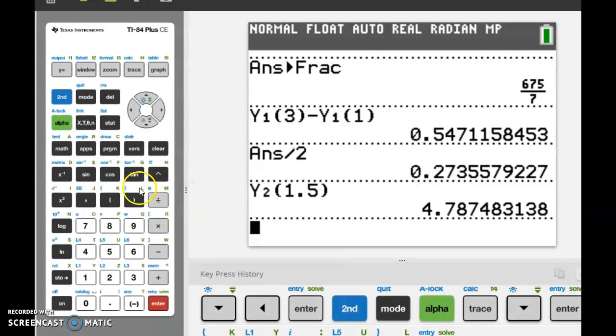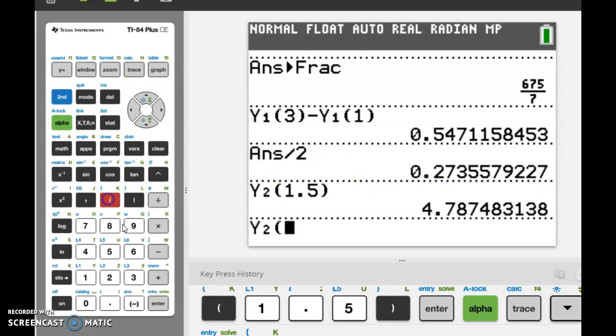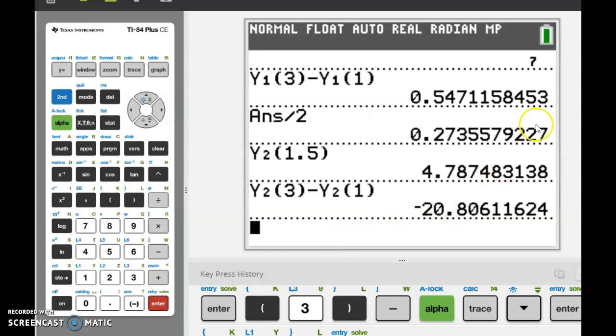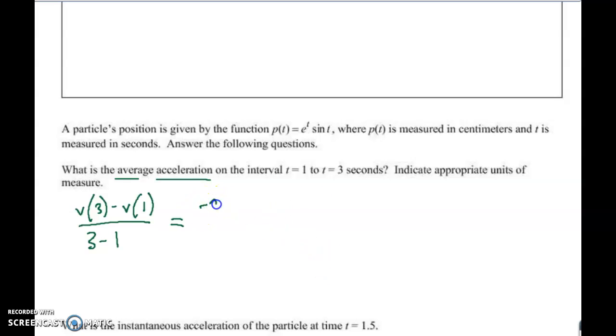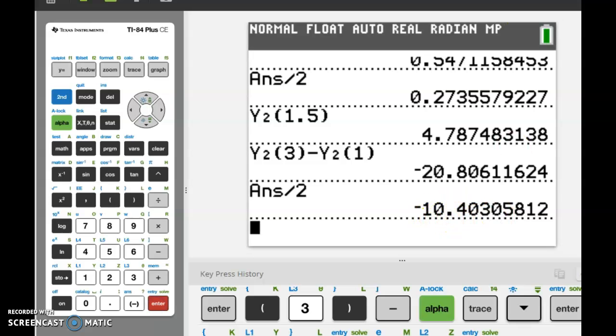Because to me it makes so much more sense to just hit alpha trace for that second equation of 3 minus v of 1, to get negative 20.806. Divided by 2. I mean, you should be putting squigglies because we are approximating, we are finding the average. And wait until the end to actually round, so negative 10.403.